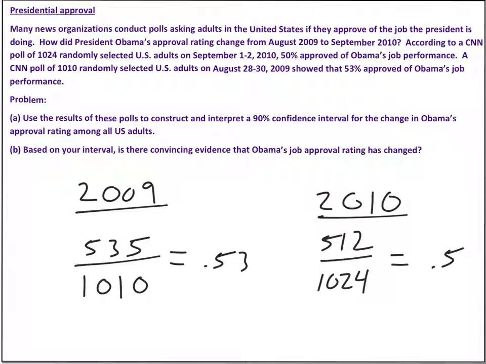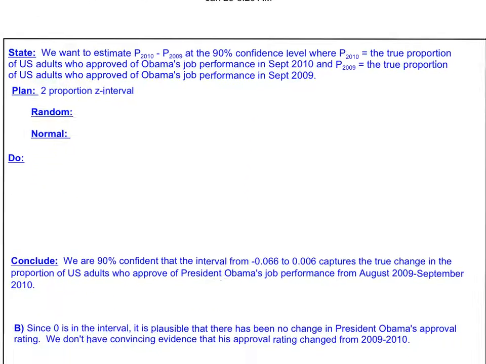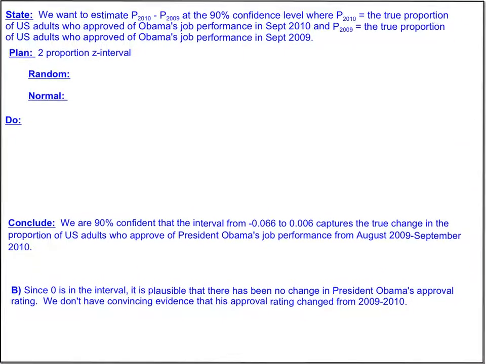The interval will help us out with: was that drop just due to sampling variability? In other words, what we have always just called random chance. Those are the type of samples that we got. Or is it enough to say that we'd be convinced that it actually went down? You could go in either order, but notice I went 2010 minus 2009. So I got to stick with that order the whole time. Okay?